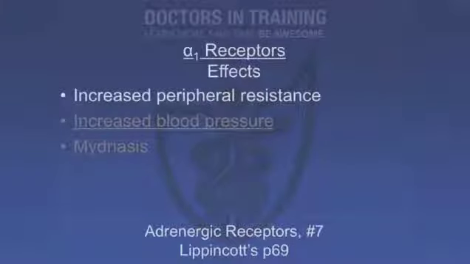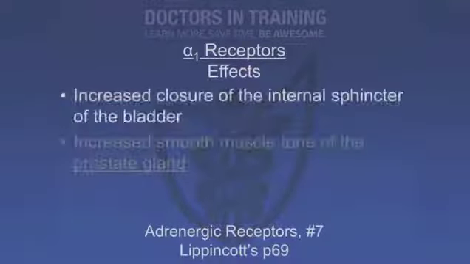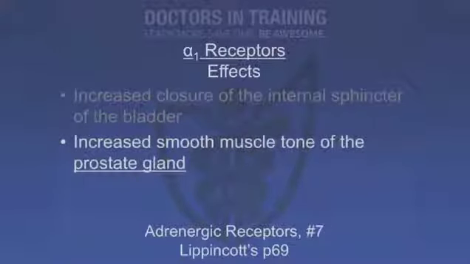So the specific actions of the alpha-1 receptor will mainly involve smooth muscle contraction. So remember that, smooth muscle contraction. And this occurs mainly in the peripheral vasculature. So you'll get vasoconstriction, increased peripheral resistance. So this will subsequently lead to increased blood pressure. You also get mydriasis, so dilated pupils. You'll get increased closure of the internal sphincter of the bladder. And then also, which comes to be very important later on in our lecture, increased smooth muscle tone of the prostate gland.